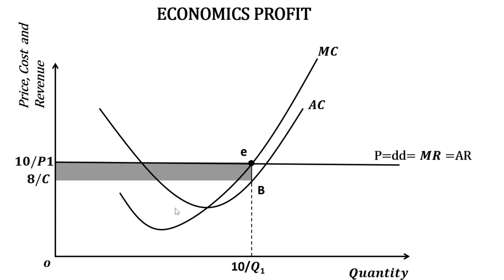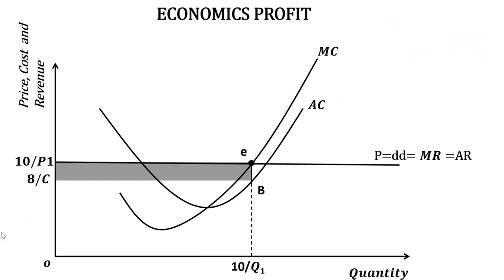So when we look at economic profit, the shaded area is your economic profit. It is P1, E, B, and C. That is your economic profit. And when we work it out, 10 times 10 is 100, 8 times 10 is 80. So 100 minus 80 will give you 20. So the business is making an economic profit of 20 rand.